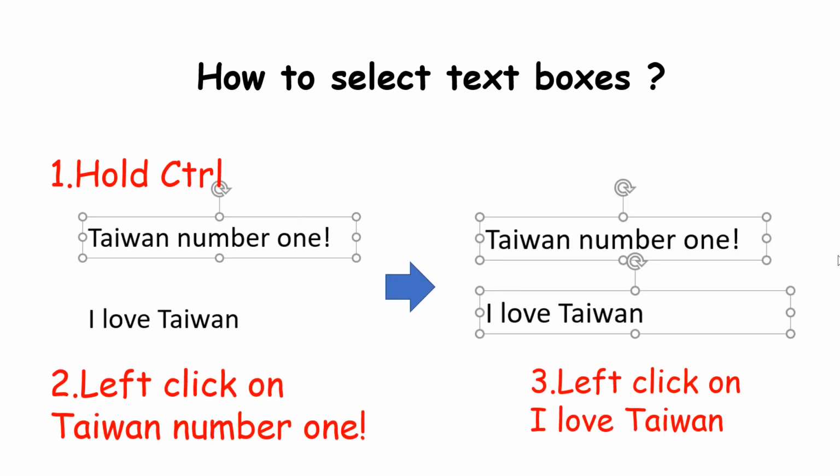Now, let's learn how to select text boxes through this example. First, hold Ctrl. Second, left-click on Taiwan number 1. Third, left-click on I love Taiwan.